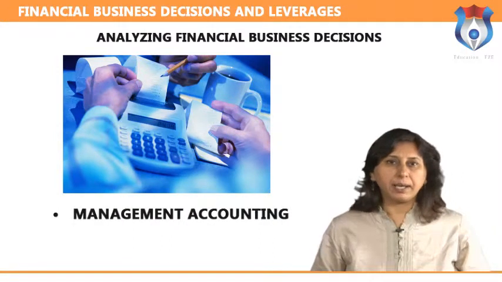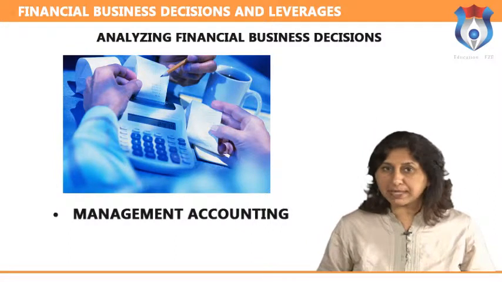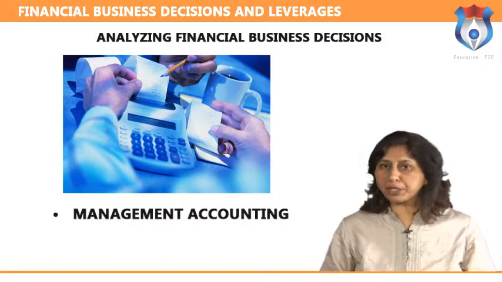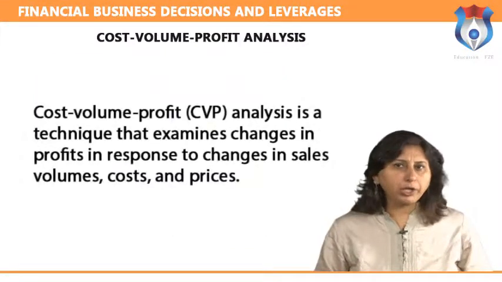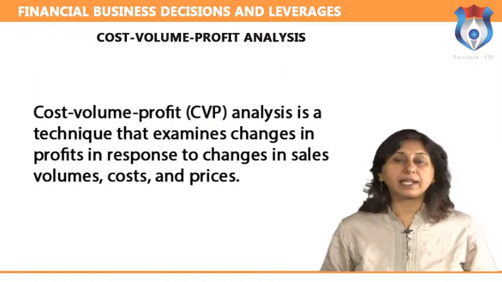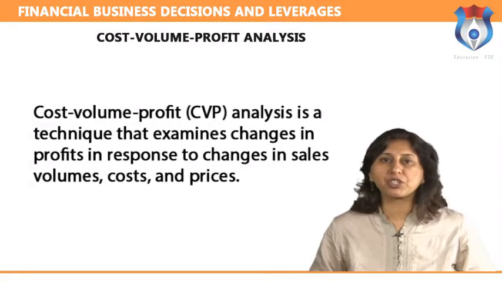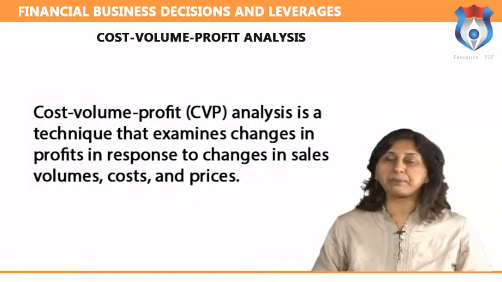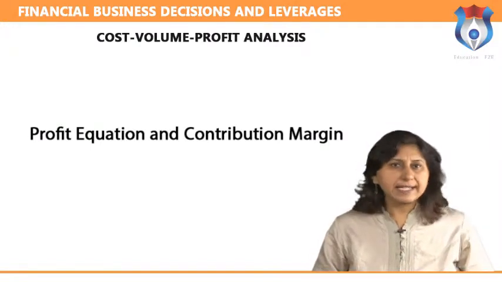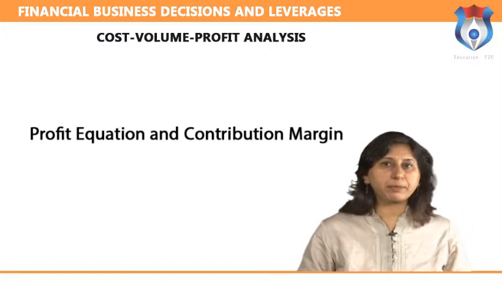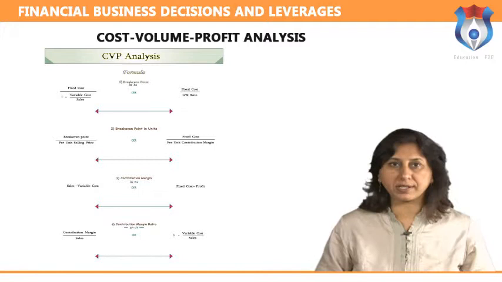Management accounting. Management accounting is an internal business function used to allocate business costs to goods or services produced by a company. Cost volume profit analysis. Cost volume profit (CVP) analysis is a technique that examines changes in profits in response to changes in sales volumes, costs, and prices. Profit equation and contribution margin. CVP analysis begins with the basic profit equation. Profit is equal to total revenue minus total costs.